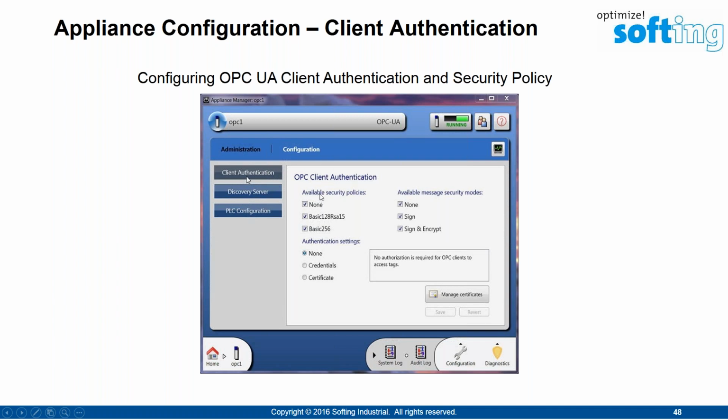Under security policies, you can select the type of message encryption, and under message security modes, you can select the type of message security. Under authentication settings, we can enable anonymous access or access to only registered users, and also you can enable or disable the use of certificates. If we use certificates, we need to add client certificates to the list of trusted certificates, and when you go to the client, you need to add the Softing OPC UA server certificate as well. So that's something you need to do manually.